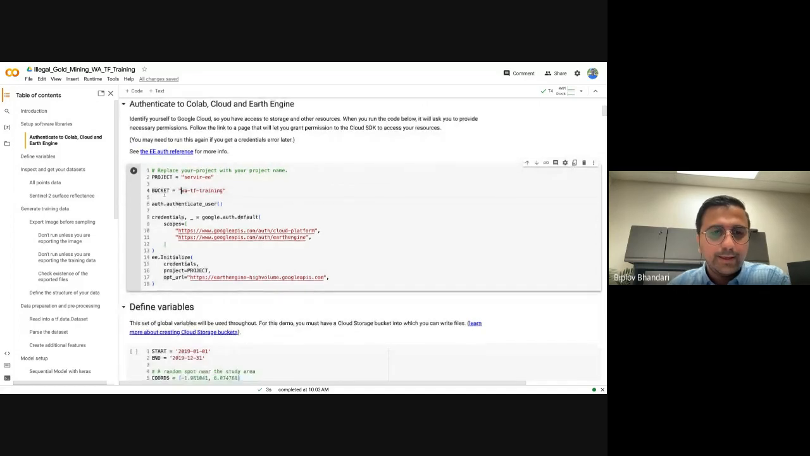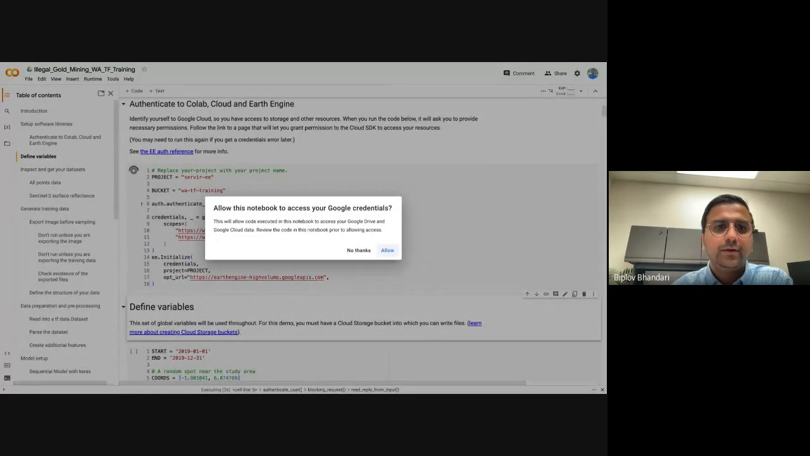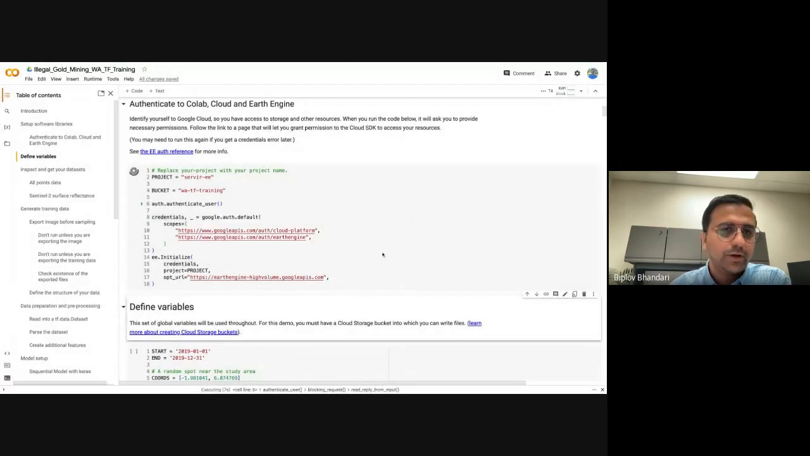Okay, and then we're using this bucket within that cloud project. And here I'm just authenticating Earth Engine, the Google Cloud, the Google Colab to run things on my behalf.